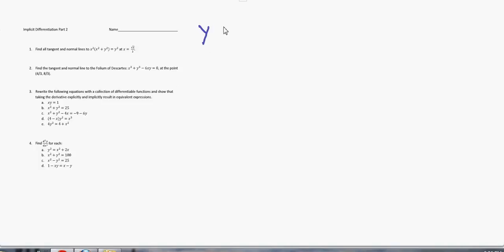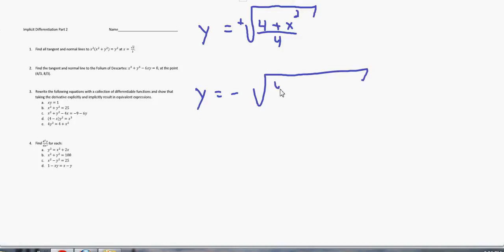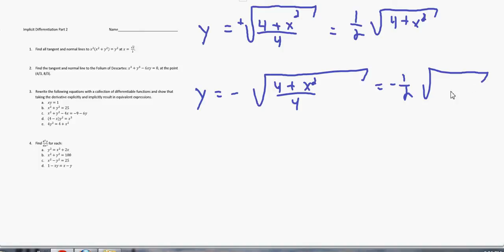We're going to get y is equal to, you're going to divide by 4. So that's 4 plus x squared over 4. And then we're going to take the square root. So you're going to get the positive part of that, and then you're going to get the negative part of that. So 4 plus x squared over 4. And those are both really 1/2, because square root of 4 on the bottom is just going to be 2. The square root of 4 plus x squared, or negative 1/2 the square root of 4 plus x squared.